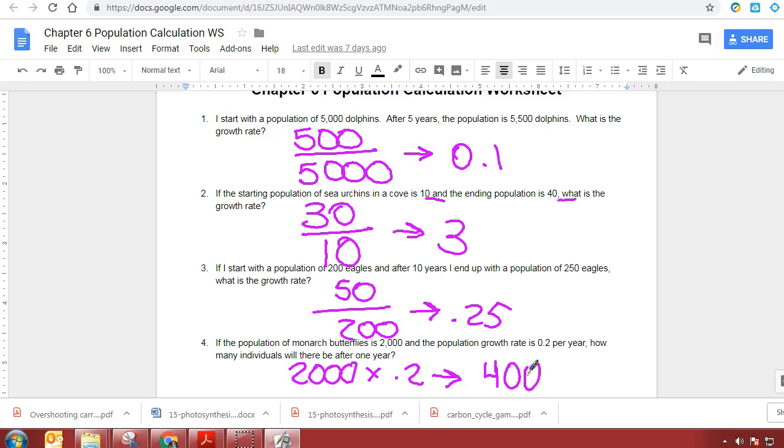Okay? So 400, what's my answer though? 2,400, right? Because I have to add that 400 to the initial population. So my answer then would be 2,400.